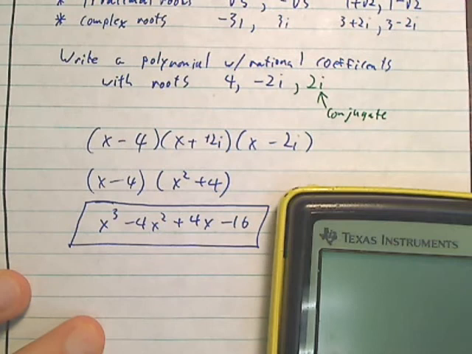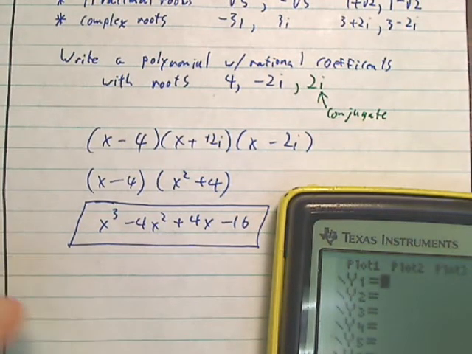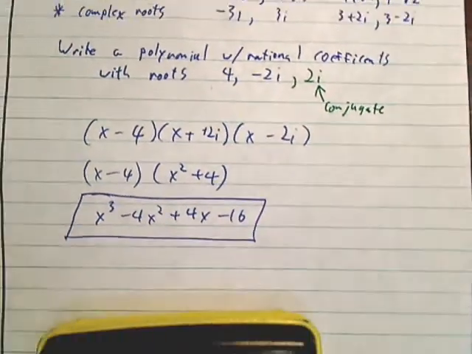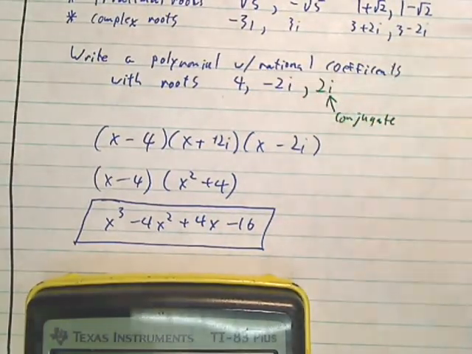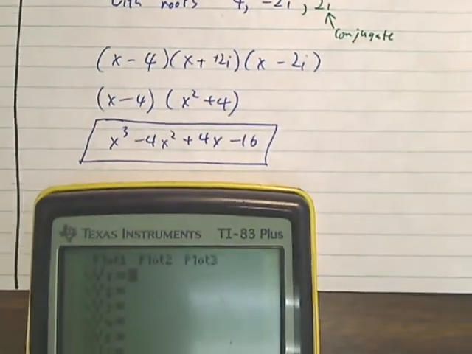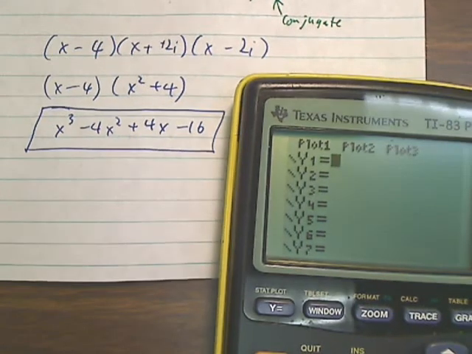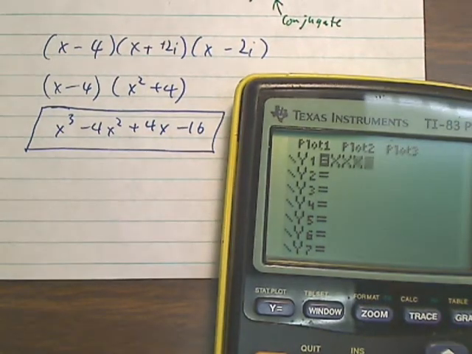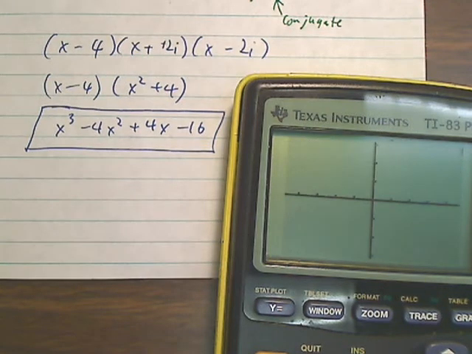Now I can double check this by graphing it. And of these up here, the only root I should see is the root at 4. I shouldn't see a root for negative 2i or 2i because those are complex. So let me go ahead and graph this, and I should see a solution at 4. So x cubed minus 4x squared plus 4x minus 16. I should see it come right here. Bam, there we go. So this is correct.